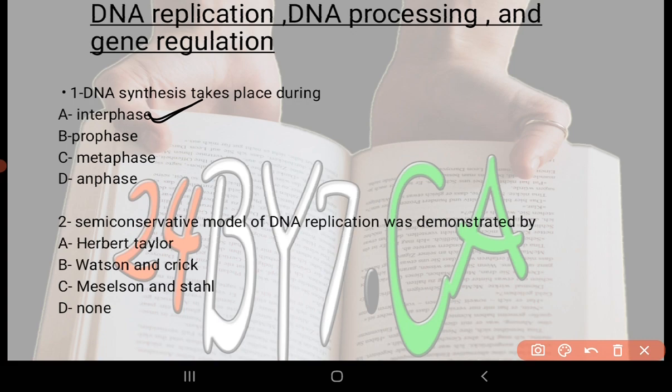Next question. Semi-conservative model of DNA replication was demonstrated by A. Herbert Taylor, B. Watson and Crick, C. Meselson and Stahl, or D. None. So the right answer is option C, Meselson and Stahl.